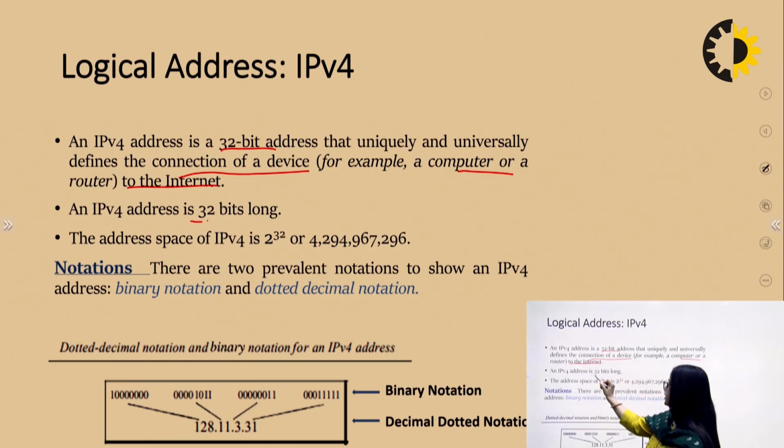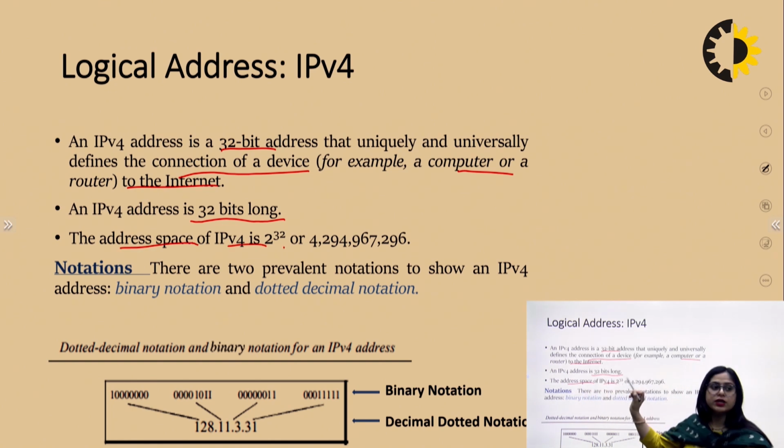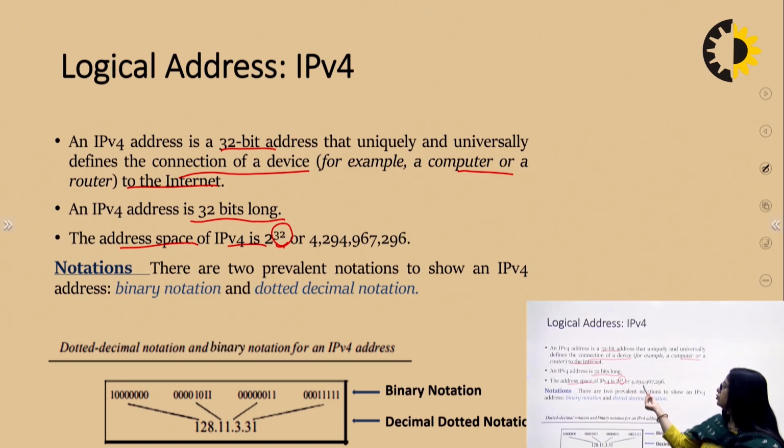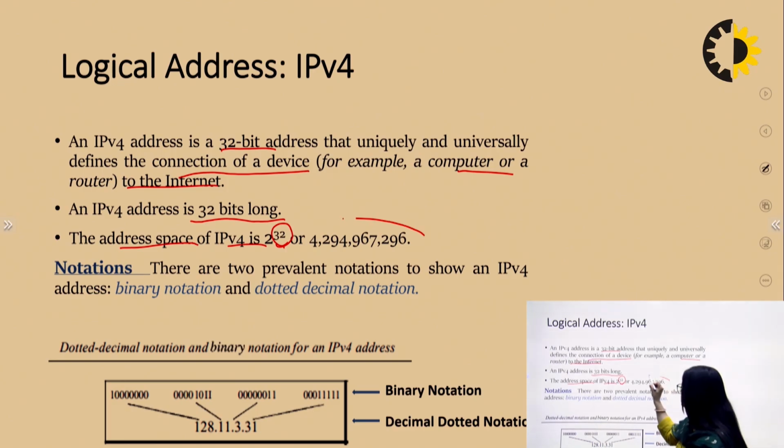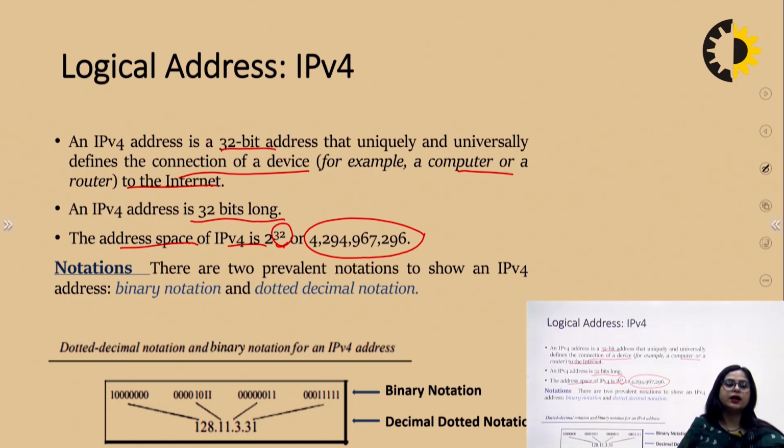An IPv4 address is 32 bits long. That means the address space of IPv4 is 2 to the power 32. This number is 4,294,967,296. This means this many IP addresses are available in IPv4. If there are various devices in the network, we can provide IP addresses up to 2 raised to the power 32.